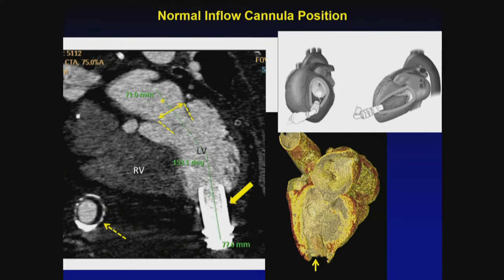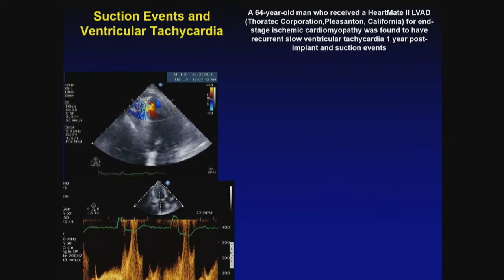So essentially, ideally, the longitudinal axis of the inflow cannula should be aligned as much as possible with the normal path of the mitral inflow, where the blood would flow around and get into the inflow cannula and then go to the pump. So this will be the ideal position, okay?